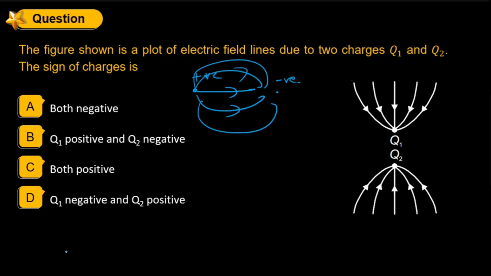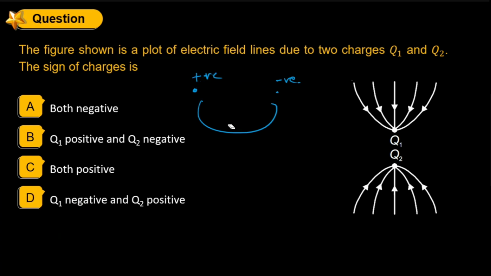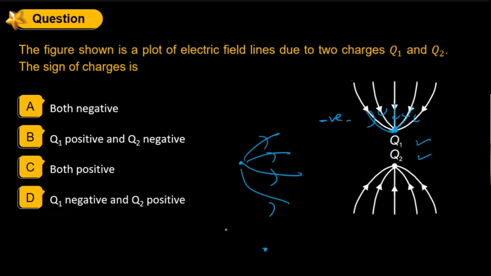Understand it this way. Here you can't say that electric field lines are coming from somewhere and terminating into Q1, coming from somewhere and terminating into Q2. So they must be of the same nature, first of all. And second, as the electric field lines are terminating into the charge, they must be negative in nature, because from a positive charge, electric field lines originate, but into a negative charge, they terminate. This is what we just studied right now. So both negative is the correct answer.